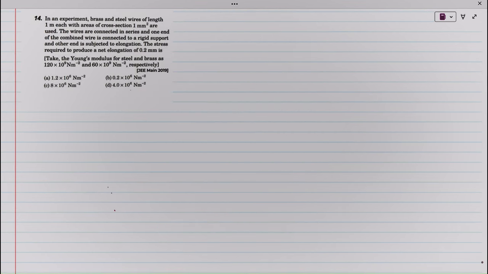In an experiment, brass and steel wires of length 1 meter each with areas of cross section 1 millimeter square are used. The wires are connected in series and one end of the combined wire is connected to the rigid support and the other end is subjected to elongation. What stress is required to produce a net elongation of 0.2 millimeter?